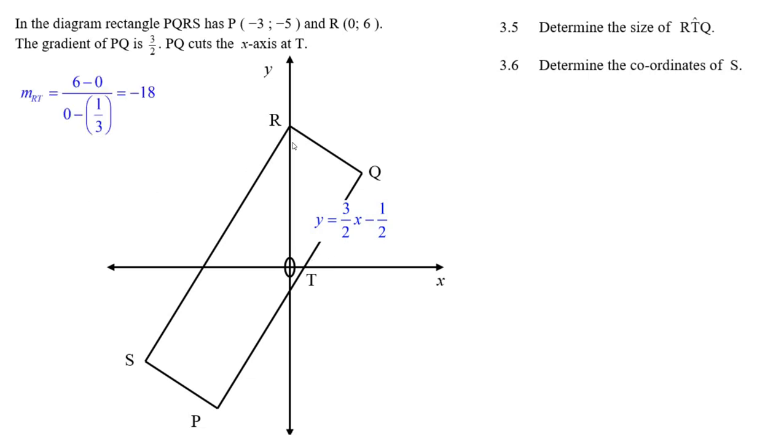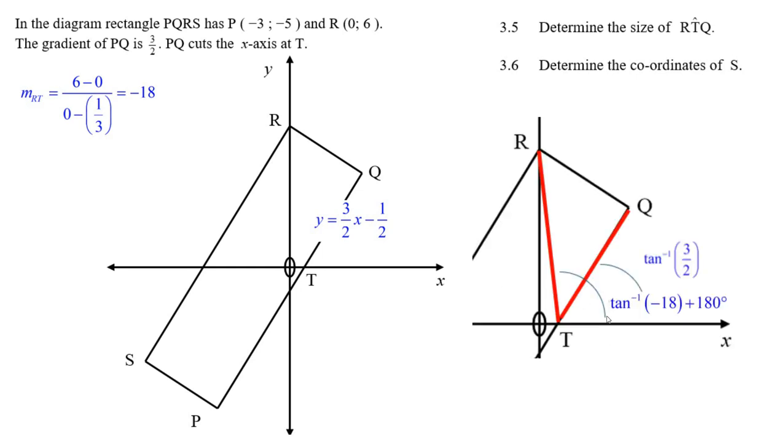What we don't have is the gradient of RT, but we know the coordinates of R is 1/3 and 0. We know that T is 0 and 6. We just use the gradient formula. We subtract the y values, 6 minus 0, and then go 0 minus 1/3, and we type it in or put it in your calculator. You've got the gradient there. Now you've got the gradient of RT. I think it's good to draw a picture like this.